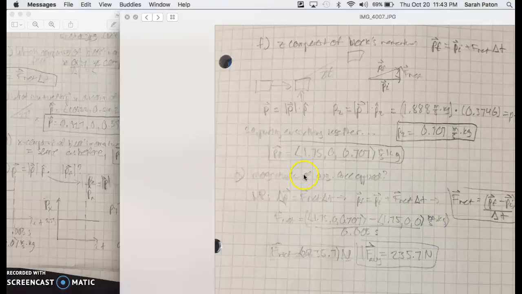Finally, I was able to find the magnitude of the average force applied, because using the momentum principle, change in p is equal to vector fnet times change in t. Thus, isolating fnet, it is equal to the final momentum vector minus the initial momentum vector, all divided by change in t, leaving me with an answer of F average equal to 235.7 newtons.